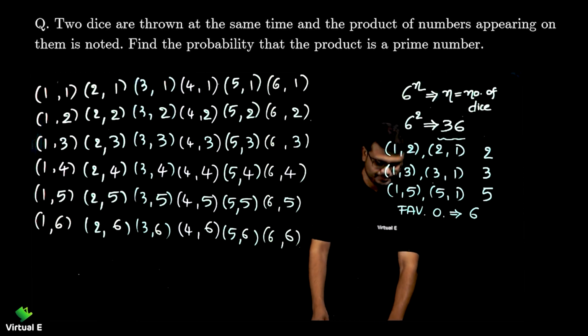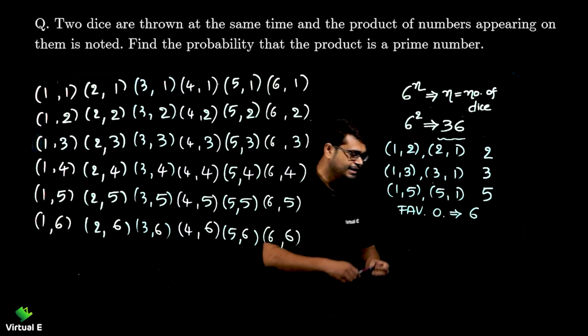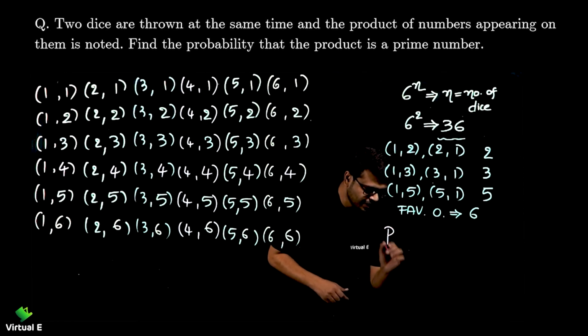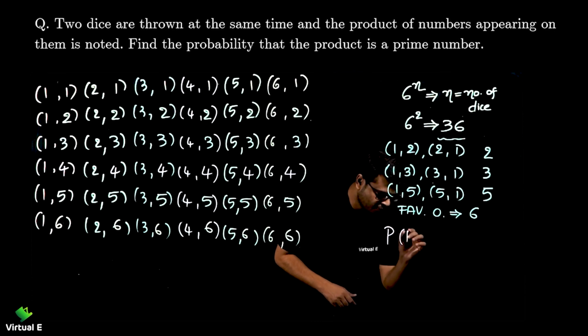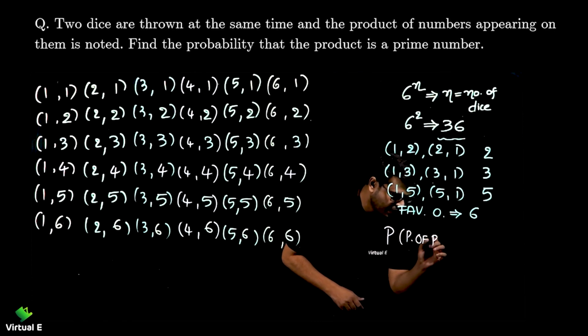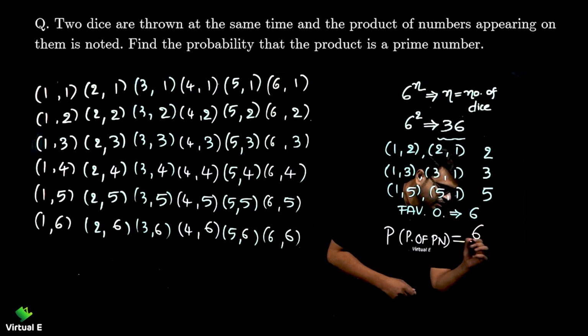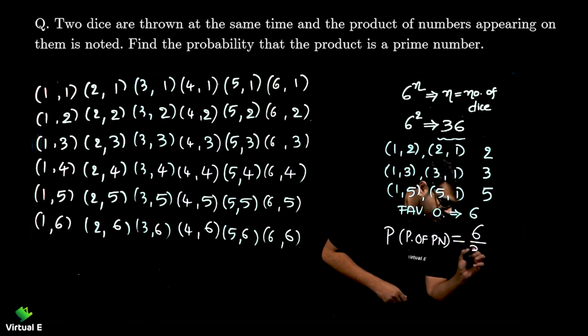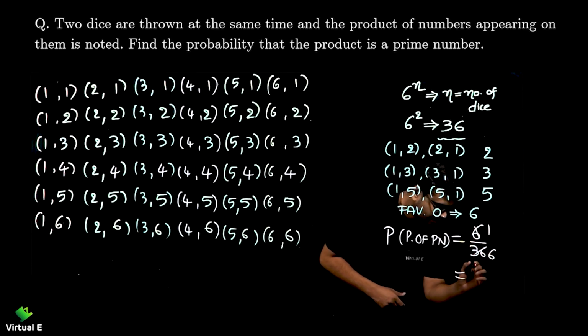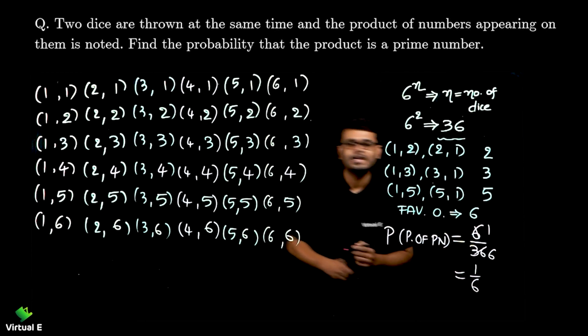So let's substitute in the formula and get the answer. The probability of getting a product that is a prime number is favorable outcomes, 6, over total outcomes, 36. Let's do the cancellation, 6 ones are 6 and 6 sixes are 36. So 1 by 6 is the answer.